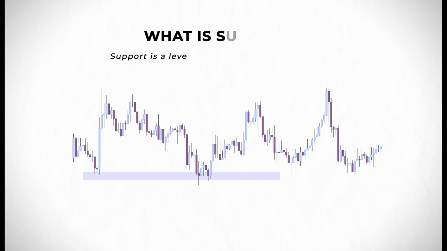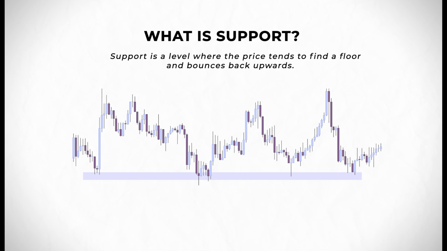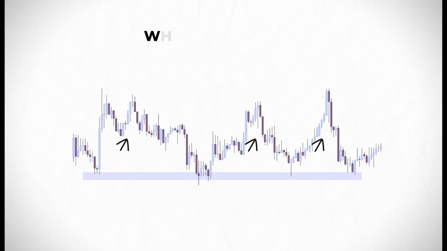So support is basically a level where the price tends to find what I like to call a floor and bounces back upwards. And this level forms because of a concentration of demand, or let's say buying interest, at a certain price level. So when the price drops to this level, buyers see it as a favorable opportunity and step in, which basically pushes the price back up.